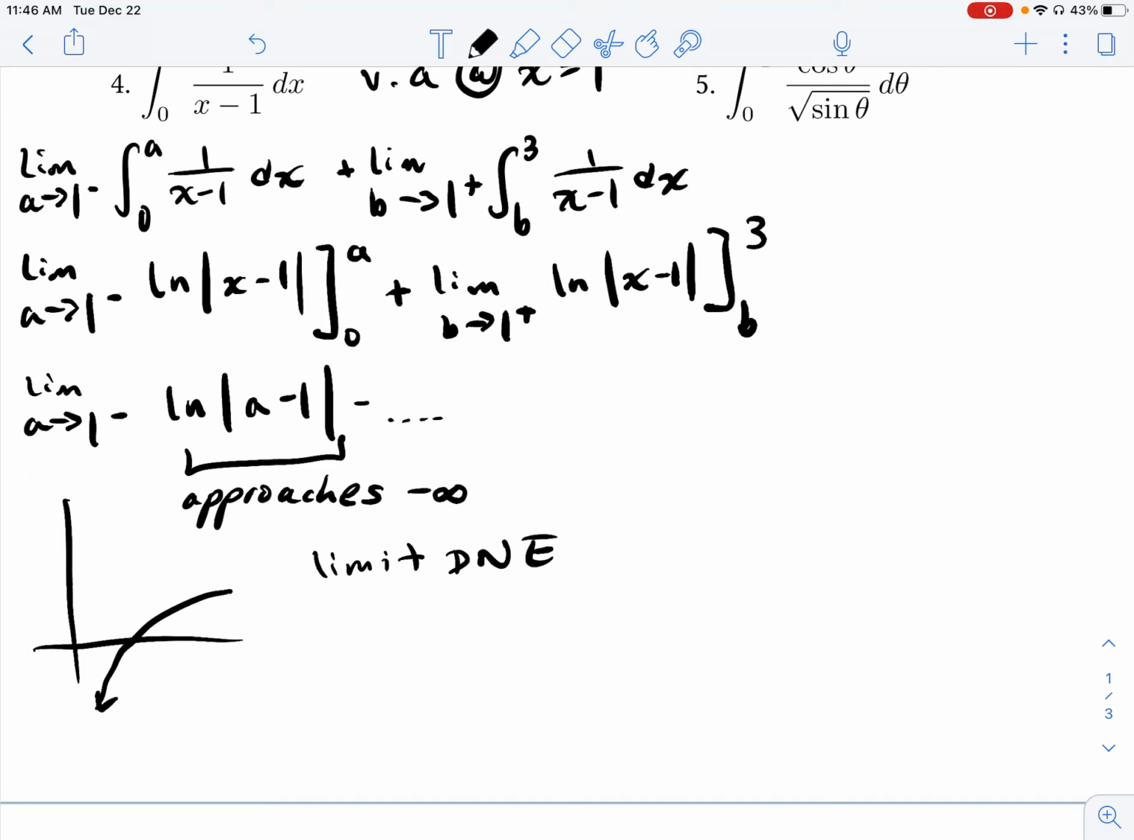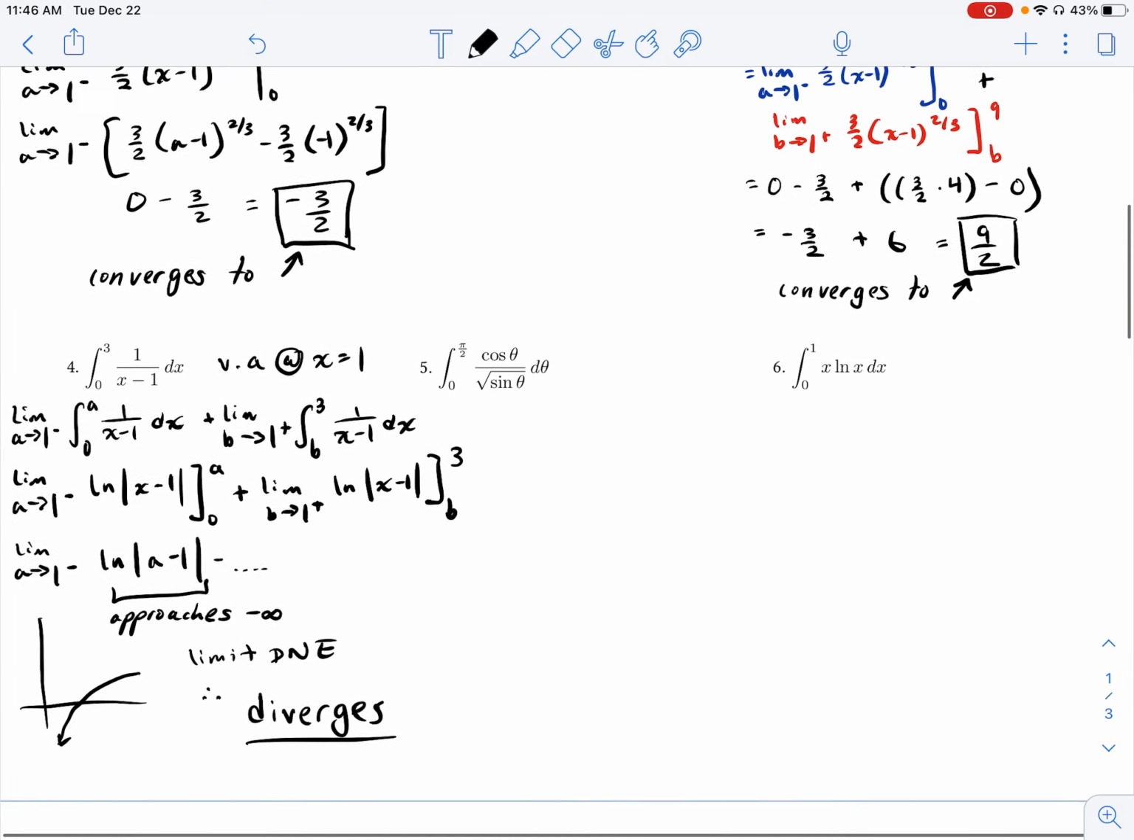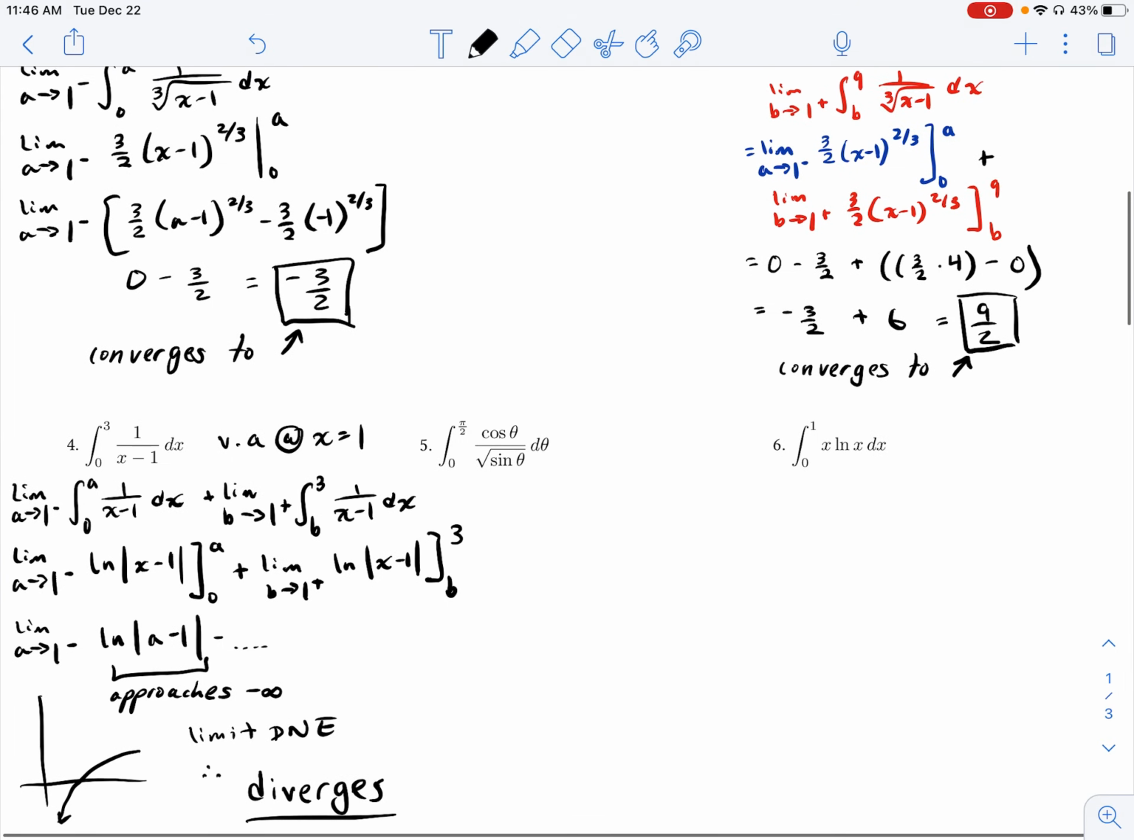And if the limit doesn't exist, we can therefore say that this particular improper integral does not converge, it actually diverges. Okay. So this is our first example of an improper integral that we've tried to evaluate analytically that does not converge. This particular one diverges, okay? So go through some of these practice problems. Hopefully this helps and makes sense.